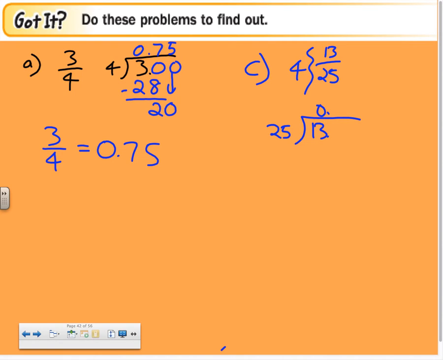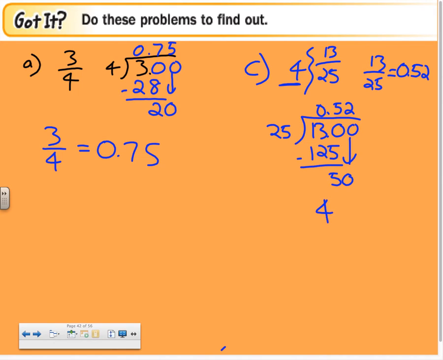25 cannot go into 13. It can go into 130. How many times? 5? Yes. 5 times 25 is 125. If we do our subtraction, we get 5. Bring down a 0. I got 50. 25 goes into 50 2 times exactly. So I've got 0.52. But remember, that is just the 13 over 25. So 13 over 25 equals 0.52. We need to add on the 4 from the beginning. So our answer should be 4.52.